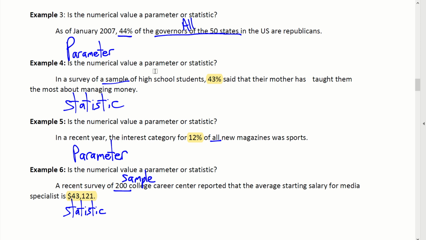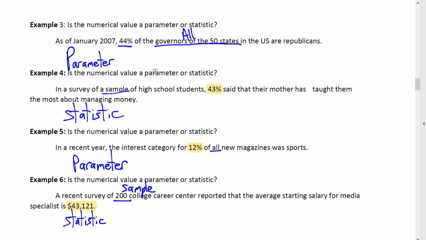In the next batch of questions, they ask us to determine whether the numerical value is a parameter or a statistic. As of January 2007, 44% of the governors of the 50 states in the U.S. are Republicans. Here, we have to bring a little bit of extra information to the table. We know that there's only 50 states in the U.S., so having information from all 50 governors means that that would be population data, which means that this number, this 44%, because it's describing the population, that makes 44% a parameter.